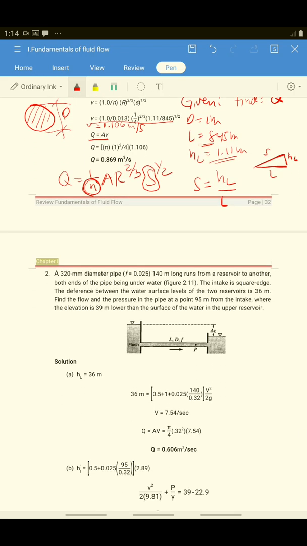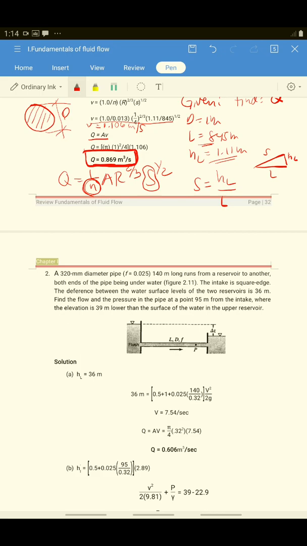Okay, so the answer for number 1, Q is 0.8869. I advise you to box your final answer, or encircle your final answer, in order for me to easily check it.